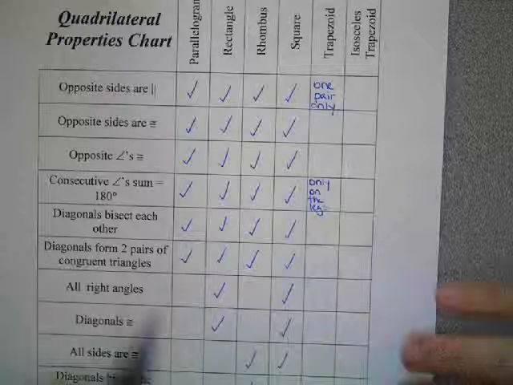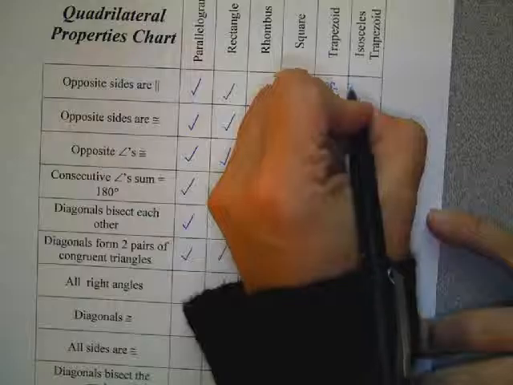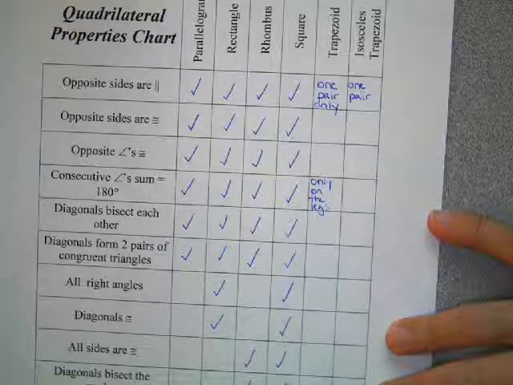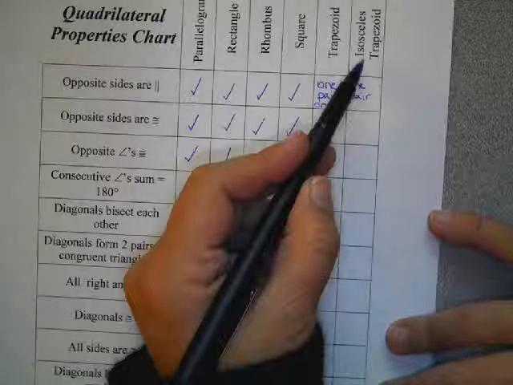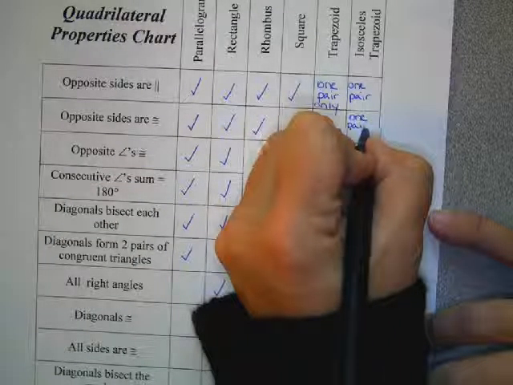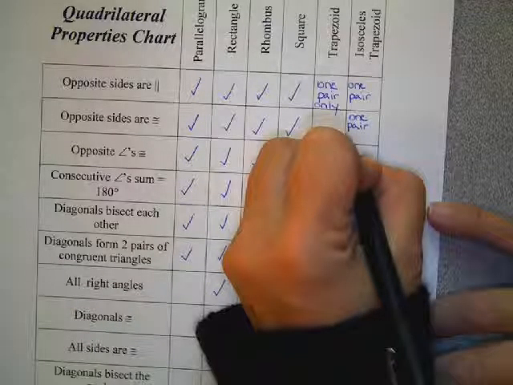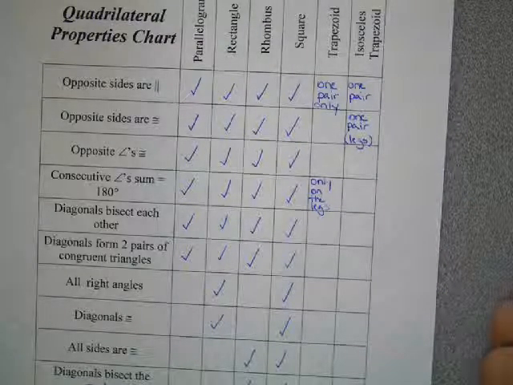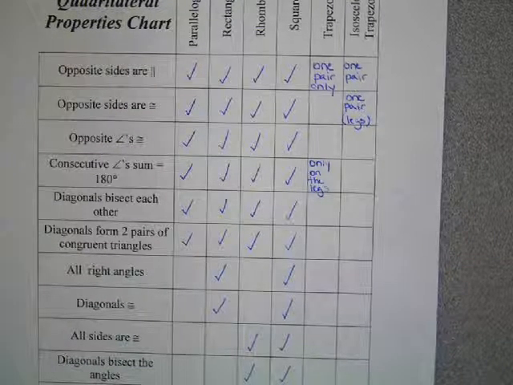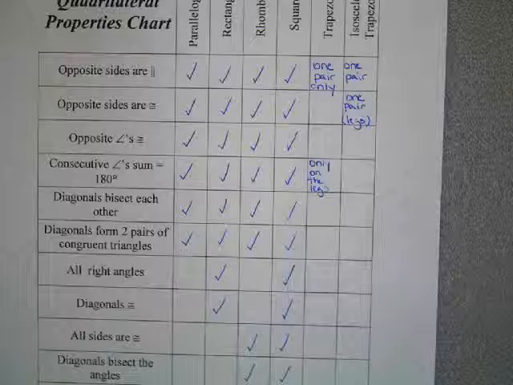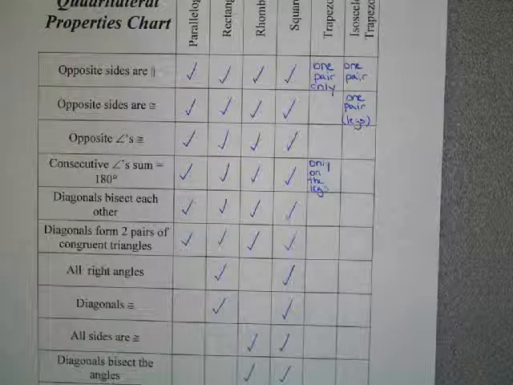For an isosceles trapezoid, again, we have one pair of opposite sides parallel. And because it's isosceles, we also have one pair of opposite sides congruent, and those are the legs. And then one special characteristic of an isosceles trapezoid that's not listed on here is that in an isosceles trapezoid, opposite angles are actually supplementary.